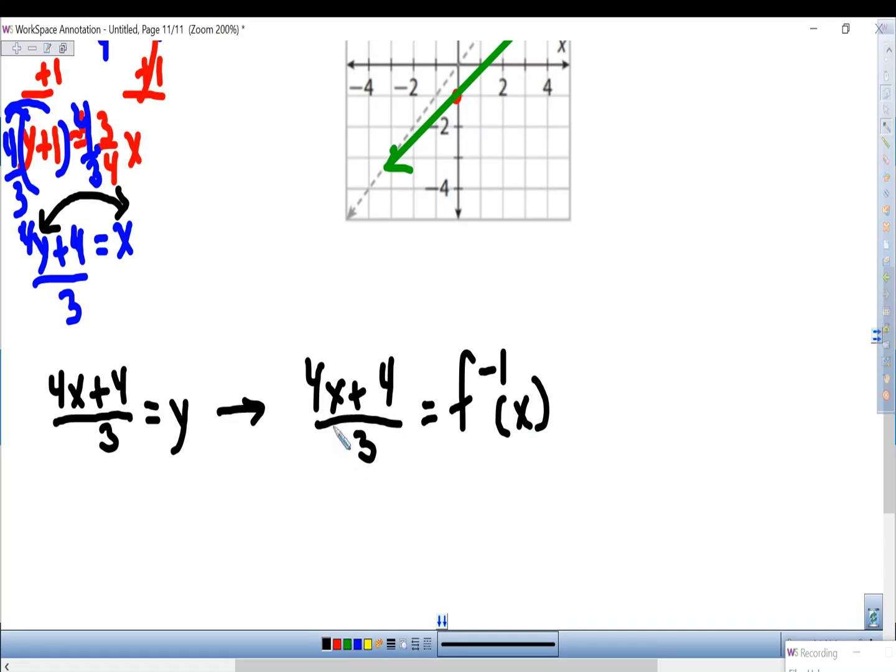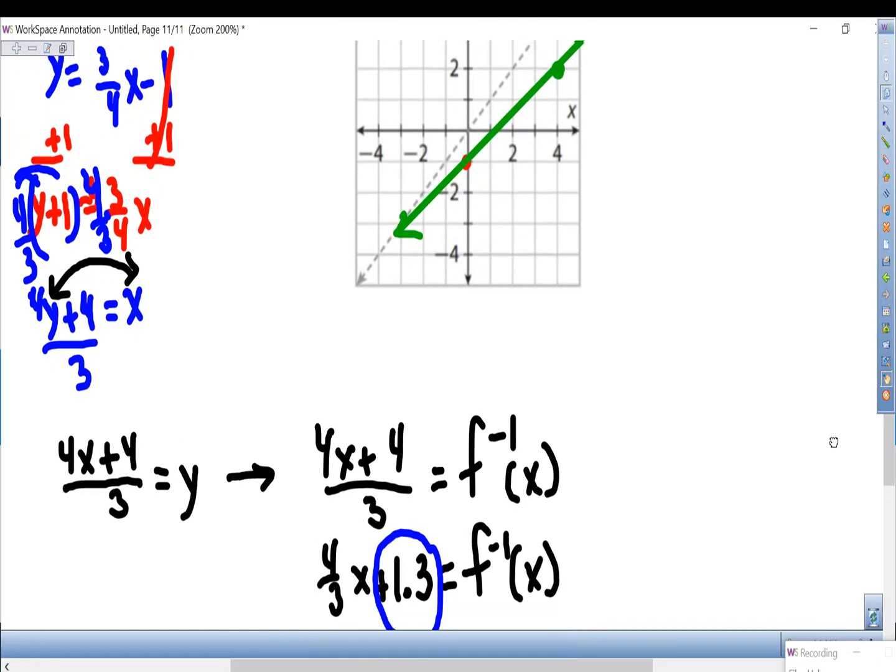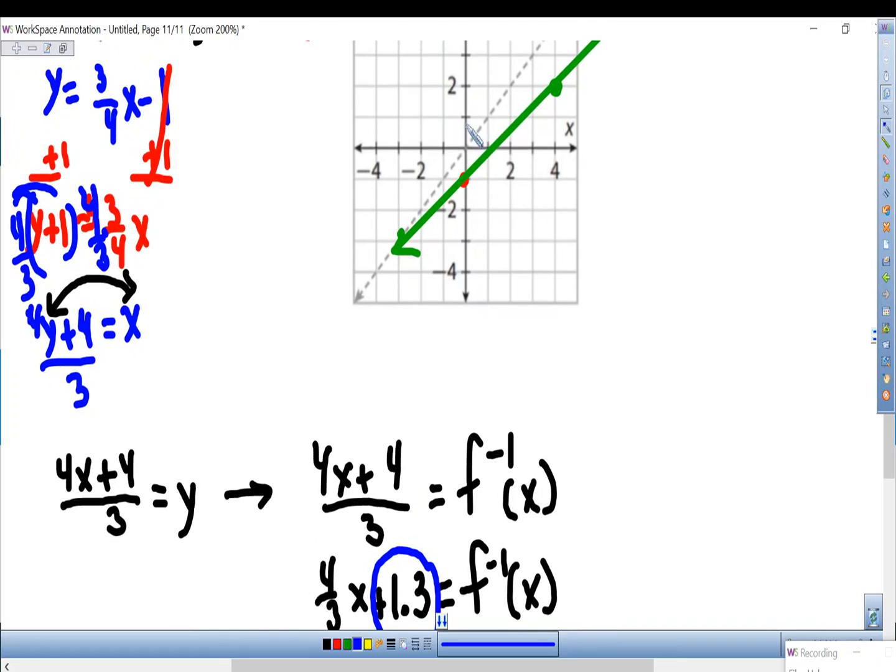Let's rewrite it, yeah? Can we write it as 4/3 x plus, what is 4/3 in decimal? 1 point what? 1.3. All right. So let's graph this one. Where do we start? At positive 1.3. Positive 1.3. All right, let's go to positive 1.3. 1.3 is about right there.